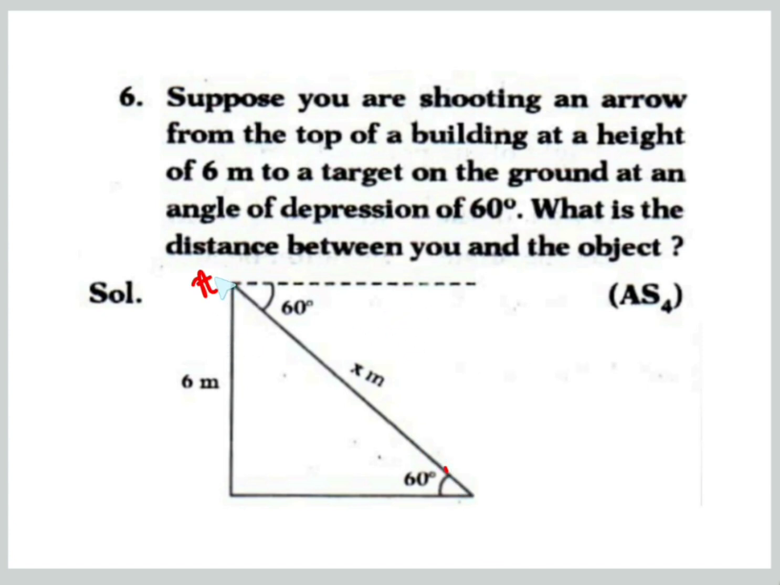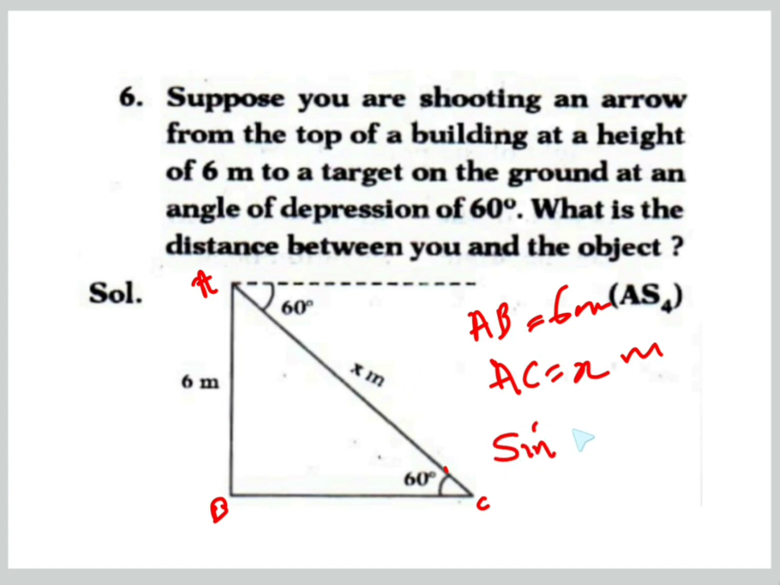Now AB equal to 6 meters. AC is equal to x meters and angle is 60. Opposite side by hypotenuse, that is sin theta. Sin 60 is equal to, we can write, opposite side by x.